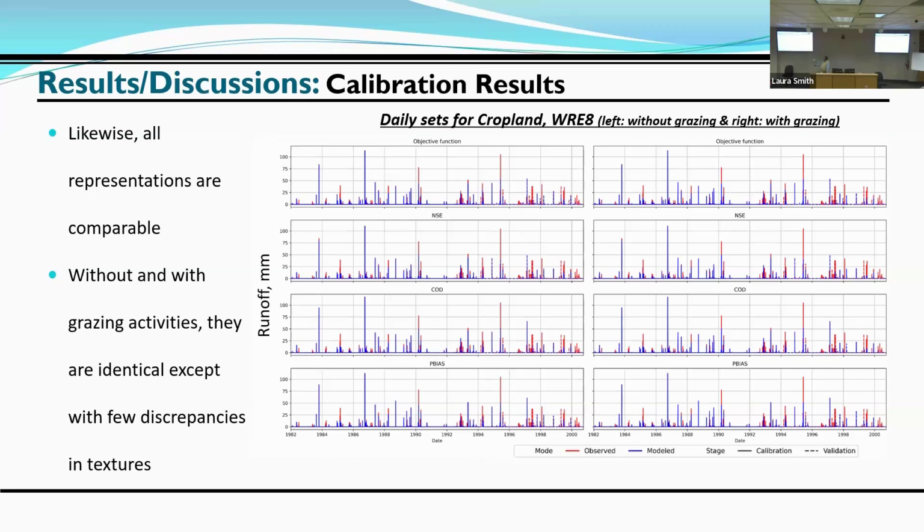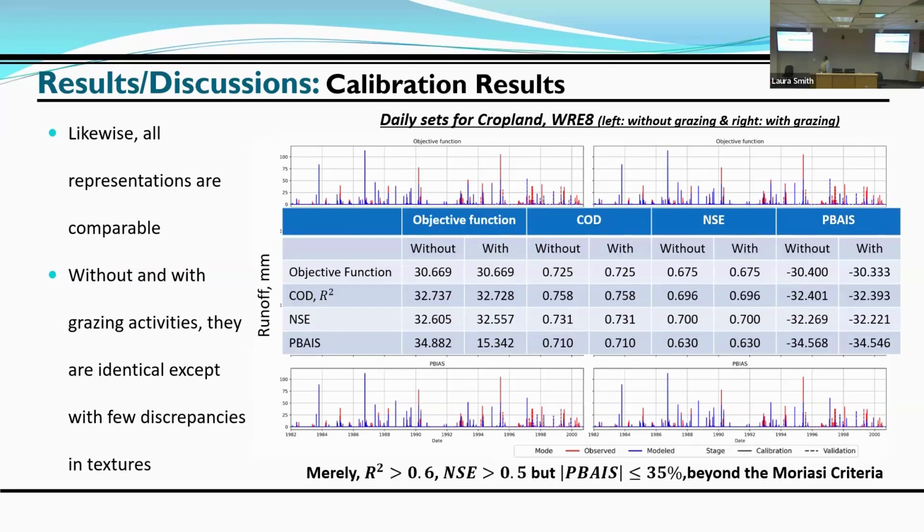Once again, the x-axis is the daily time scale from January 1982 to September 2000. Here, if you look, the coefficient of determination and Nash-Sutcliffe efficiency are within the monastic criteria, but not the percent bias, which is more than the given criteria. So we have to say 35%, not 15%.